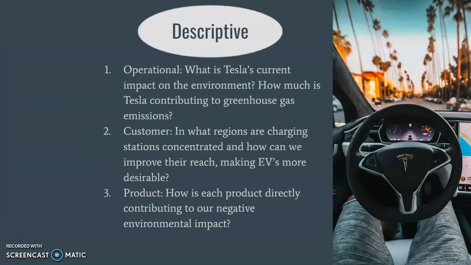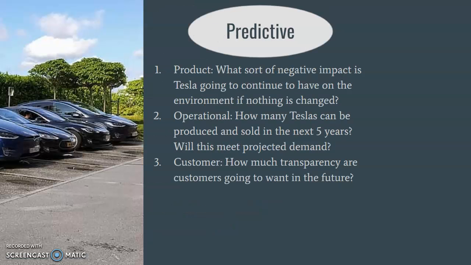For descriptive, some operational questions include: what is Tesla's current impact on the environment? How much is Tesla contributing to greenhouse gas emissions? For customers, in what regions are charging stations concentrated, and how can we improve their reach, making EVs more desirable? And 3, product: how is each product directly contributing to our negative environmental impact?